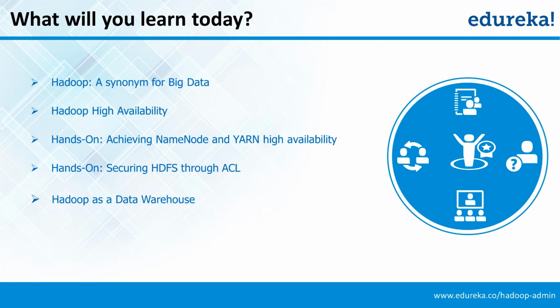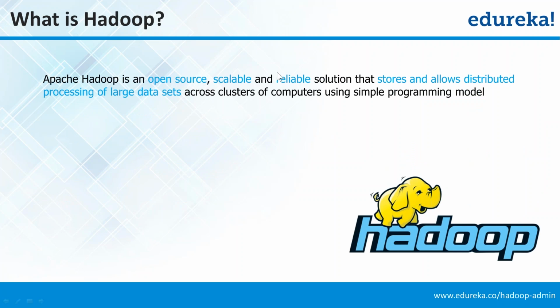So let's quickly start now, guys, and understand first a bit about Hadoop and its high availability feature. We're going to take Apache Hadoop as our distribution, a very basic one, which will be helpful for everyone to understand as it will be from the scratch. So what is Hadoop all about? Apache Hadoop is an open source, scalable and reliable solution that stores and allows distributed processing of large data sets across clusters of computers using a simple programming model.